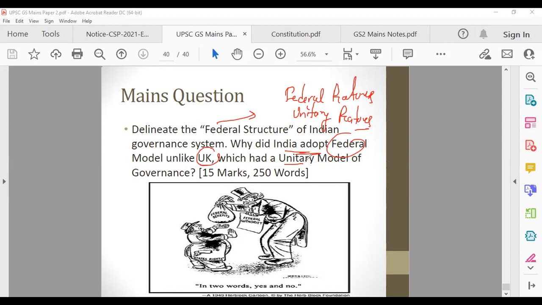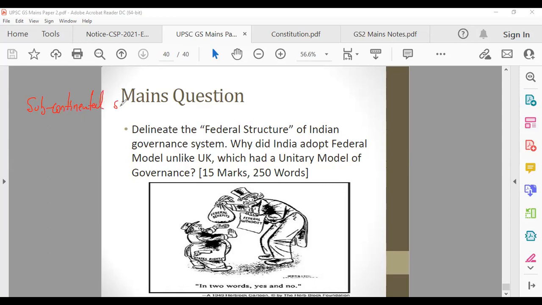So the answer is, there are so many reasons. First thing first, we have a subcontinental size. We are not small like the UK. We are very big. So we cannot concentrate power in the center. We have to divide power. That's why, because of the huge size of India, we divided power and adopted a federal model. So this is the first reason, our subcontinental size.